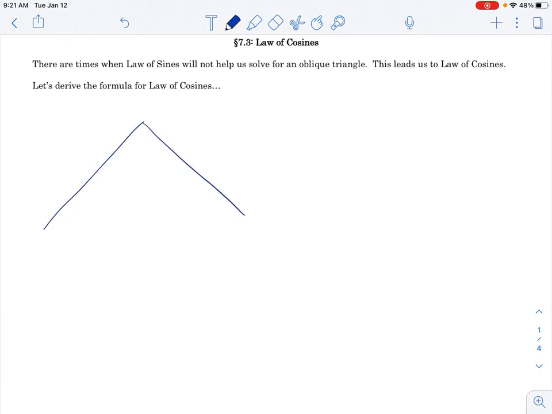So I'm going to create an oblique triangle, and I'm going to label it any which way. I'd like to make that C a little bit bigger. And across from your A, that side length has to be little a. And across from big B would be little b, and then I'm going to show that the whole length of this side is little c.